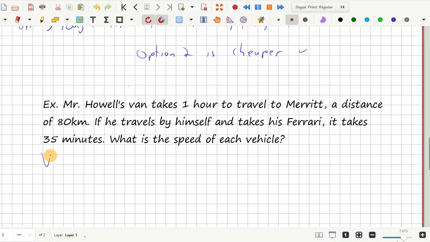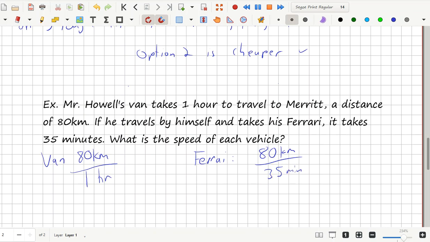So first of all, for my van, it takes 1 hour to travel a distance of 80 kilometers. So we put the speed on top, 80 kilometers, and it goes 80 kilometers in 1 hour. Okay? If I take my Ferrari, I can do that same distance. So we have the Ferrari over here. And it can go that same distance, which is 80 kilometers. But this time, it only takes 35 minutes.